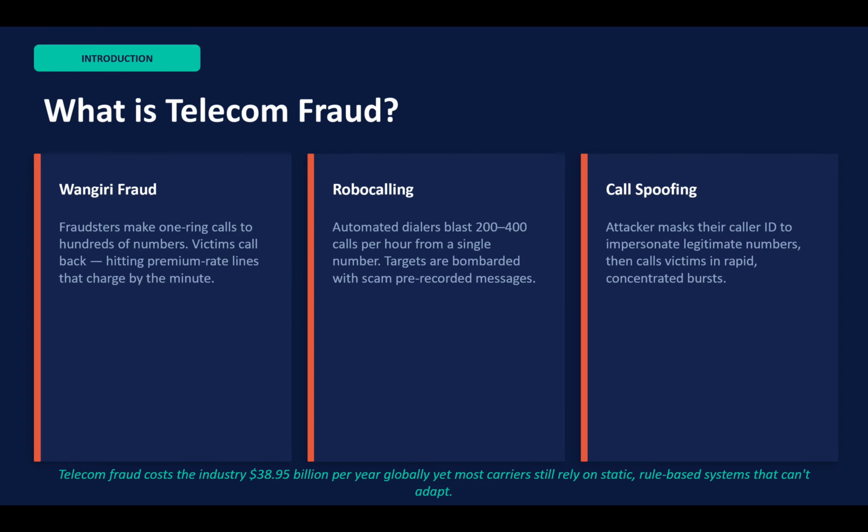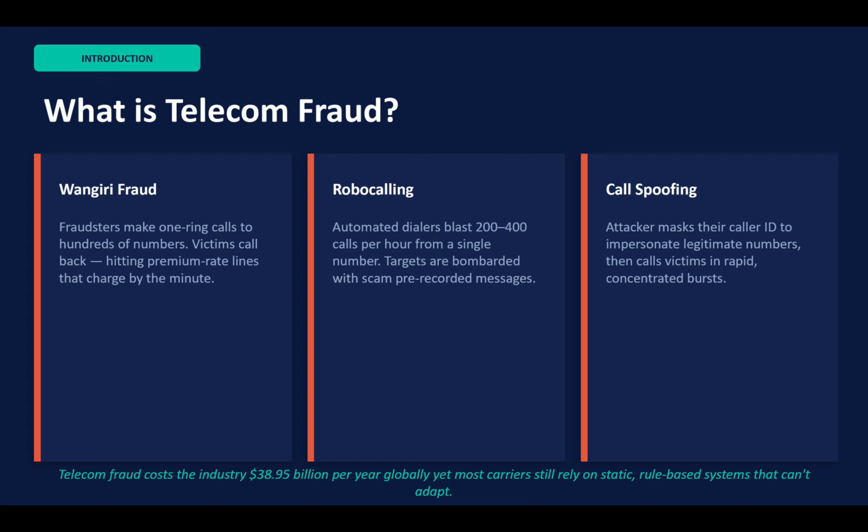We've all been there. Your phone rings, you don't recognize the number, you answer it, and suddenly someone's telling you your car's extended warranty is about to expire. Annoying. But telecom fraud goes way beyond just being annoying. In this project, I focus on three main types, right?